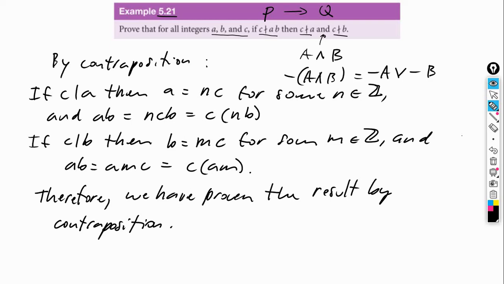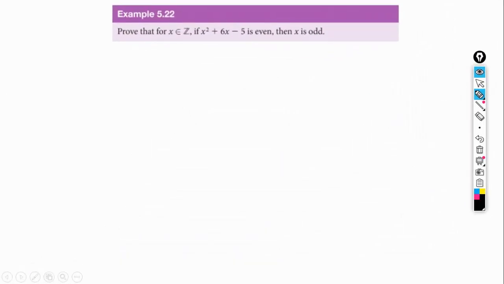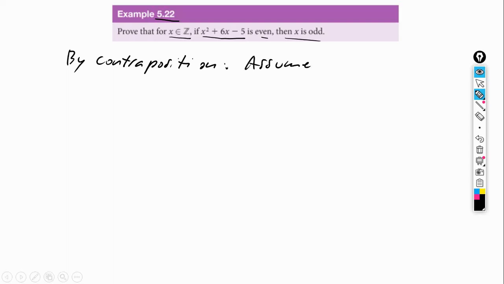So next we're going to do example 5.22, which will be the last one on this video. And it says, prove that for x belonging to the integers, if x squared plus 6x minus 5 is even, then x is odd. So we're going to prove this by contraposition. Assume x is even. That means that x is in the form 2k for any integer k.